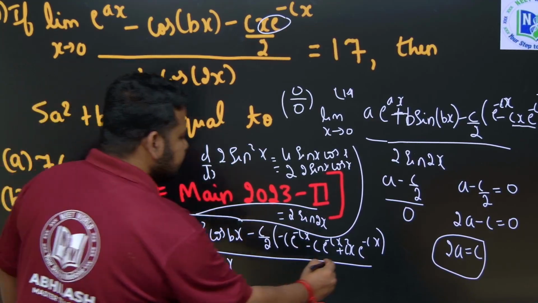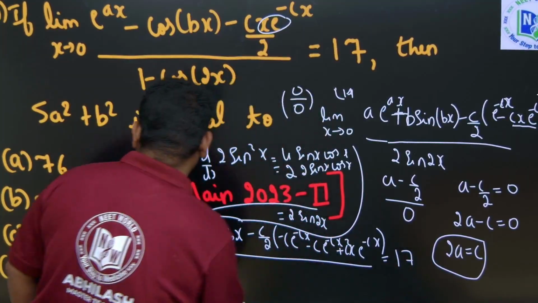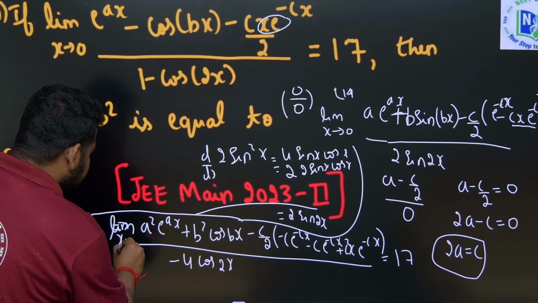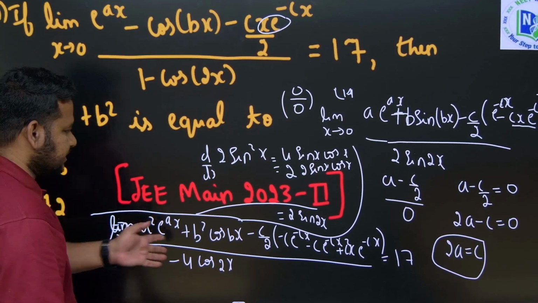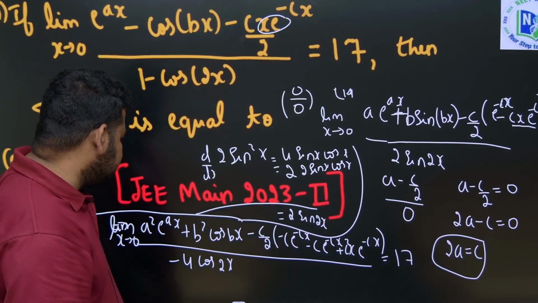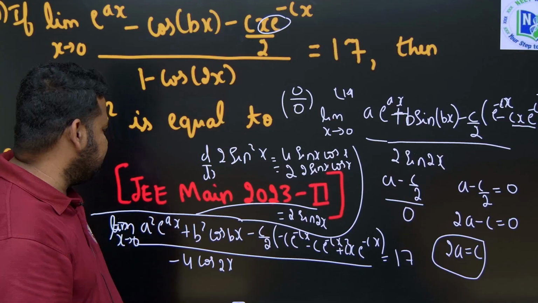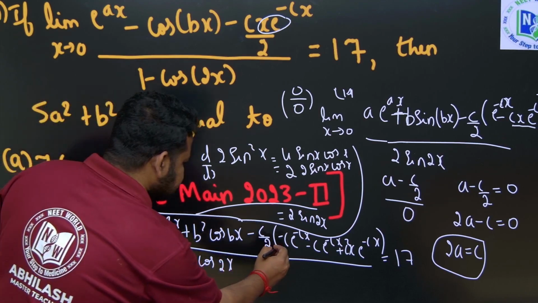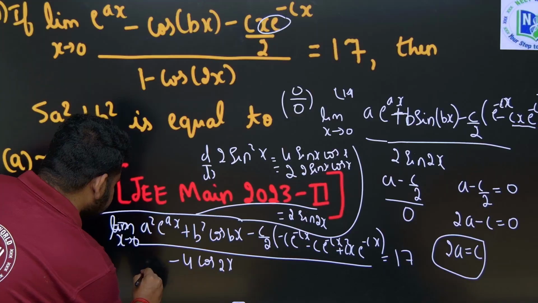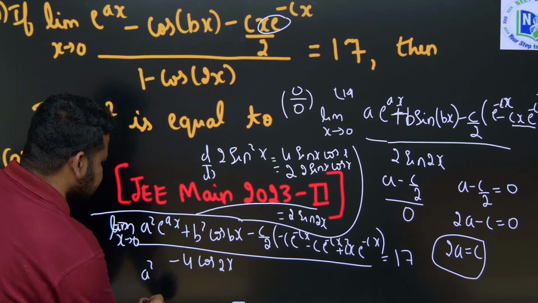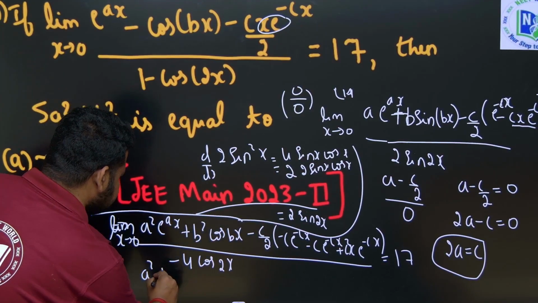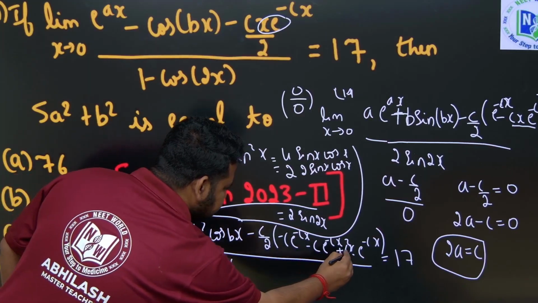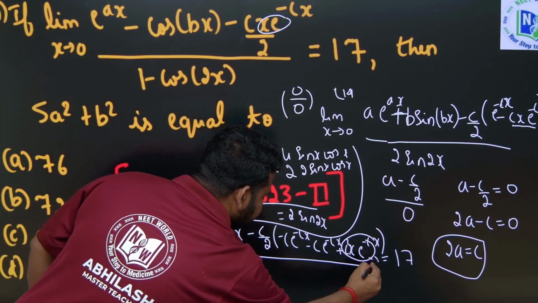This is limit as x tends to 0, and they are telling it is equal to 17. Now wherever there is x, if I apply 0, I get a square, e power 0 is 1 itself, cos 0 is 1 itself, plus b square. Minus c by 2, you should be careful here: this is 0 into something, so this entire thing will become 0.